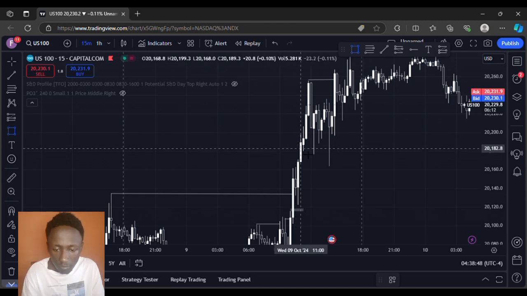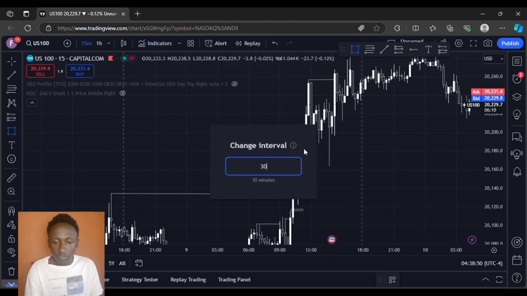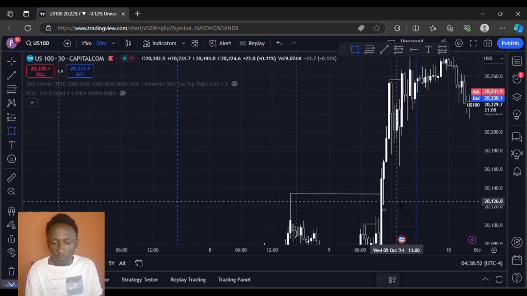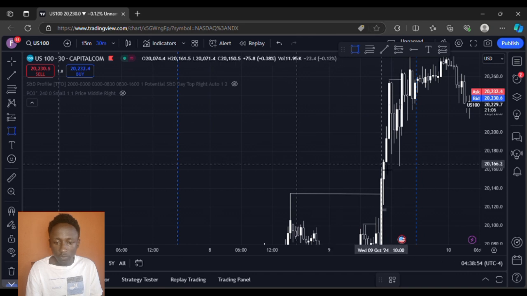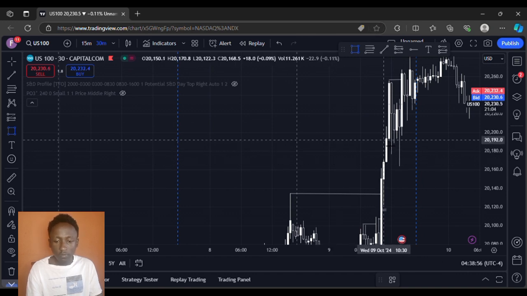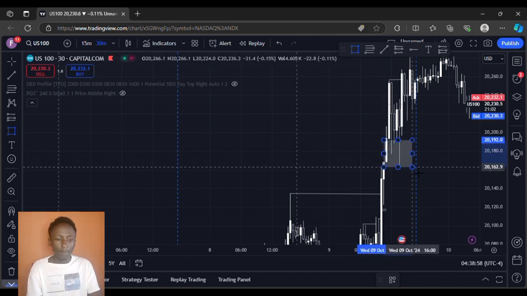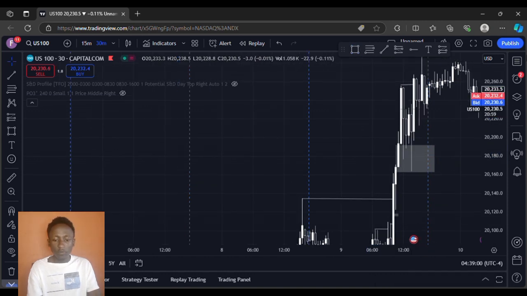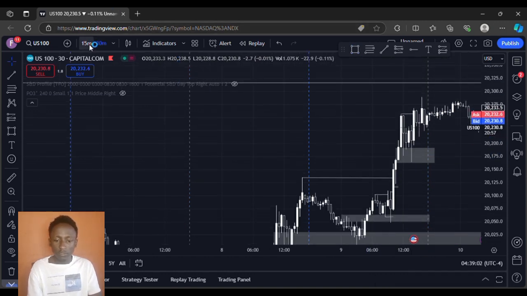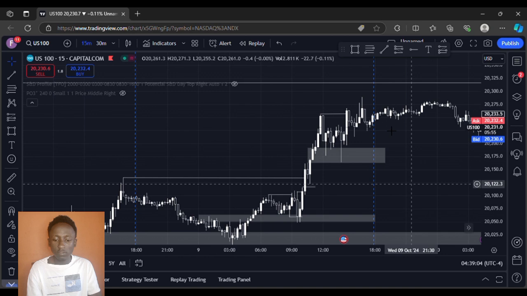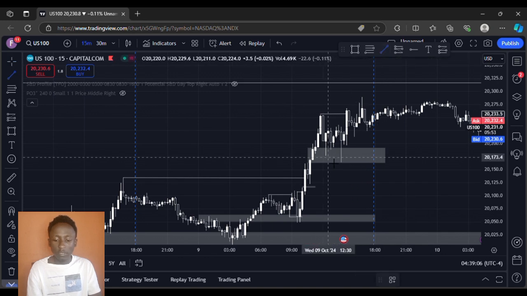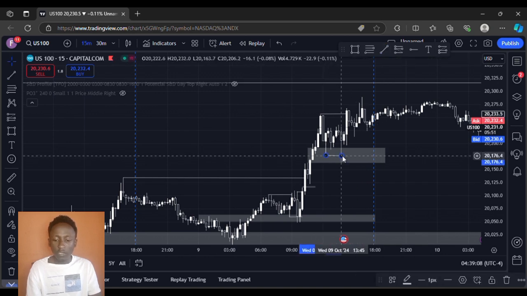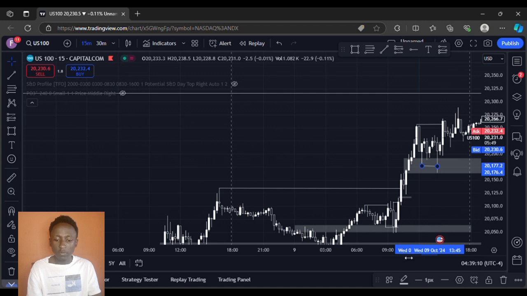Yes, this was the imbalance that I was hoping would get filled. After the imbalance got filled, and there was internal manipulation, this was the best entry to take during the PM session.